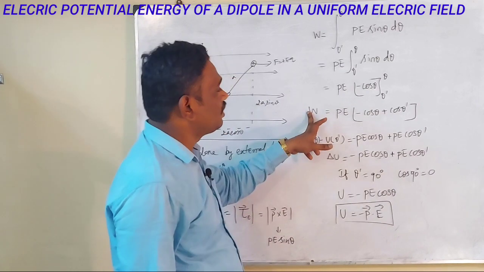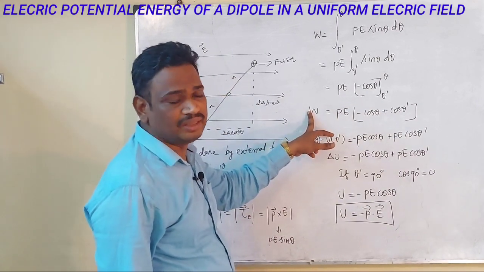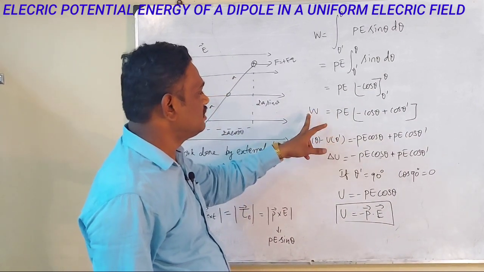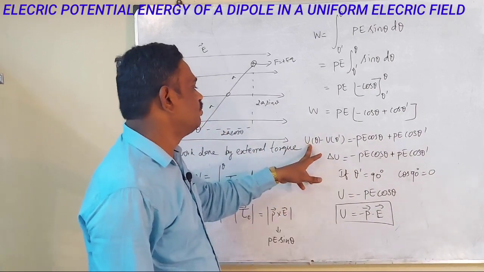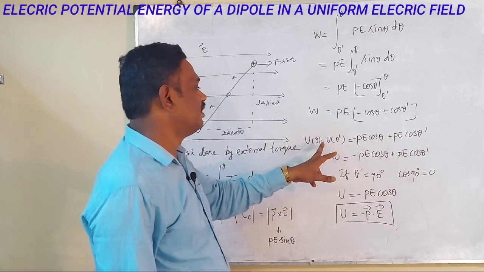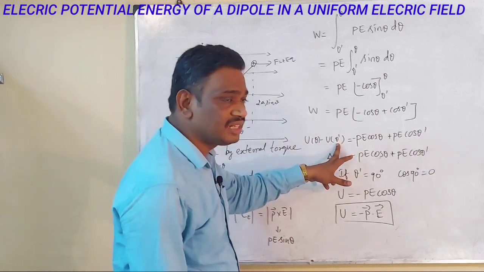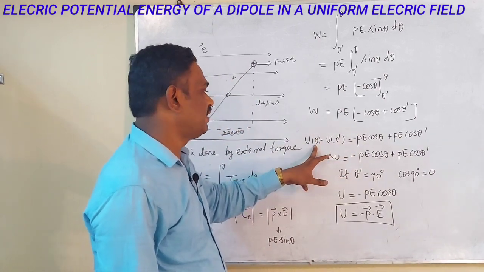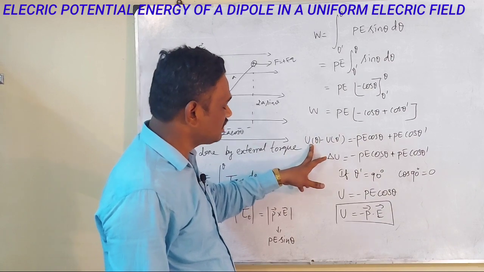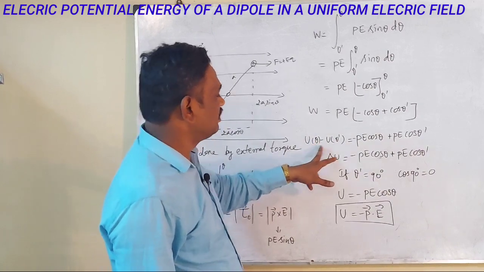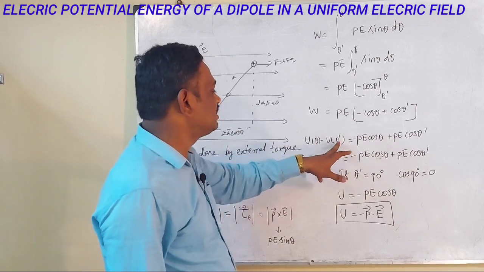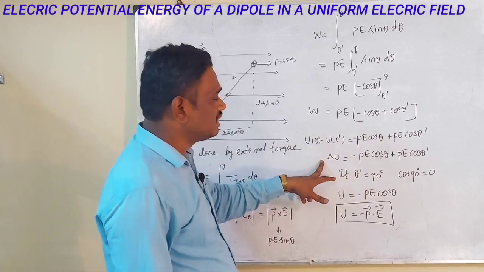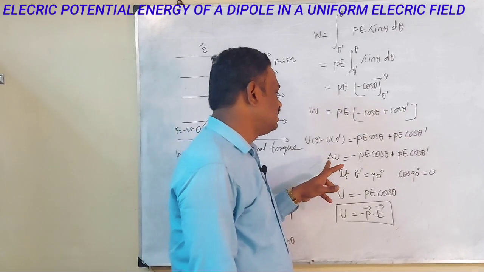And this work done to rotate the electric dipole is nothing but the potential energy difference to move the electric dipole from angle theta prime to theta, the final angle. So it is the potential energy at the final position minus the potential energy at the initial position. This difference gives the difference in potential energy, that is delta epsilon.